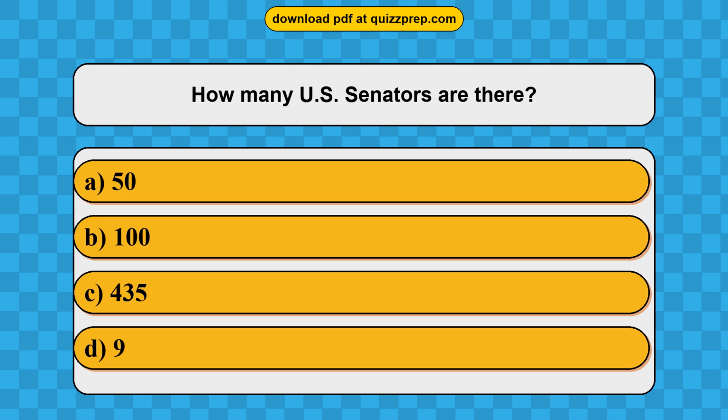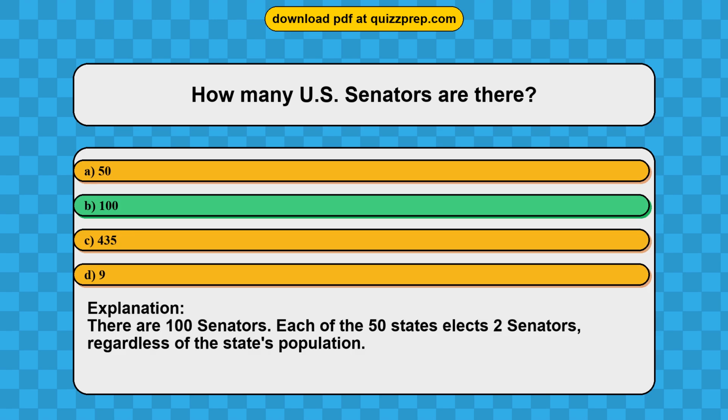Question 20. How many U.S. senators are there? Option A. 50. Option B. 100. Option C. 435. Option D. 9. The correct answer is option B. 100. There are 100 senators. Each of the 50 states elects 2 senators, regardless of the state's population.